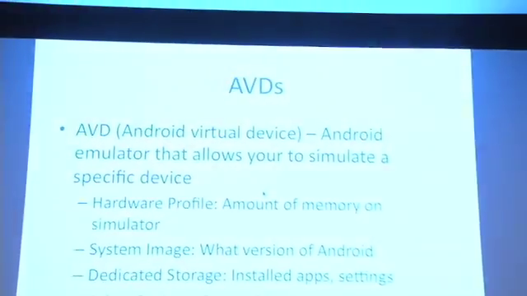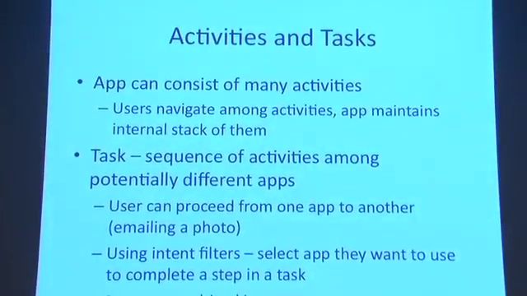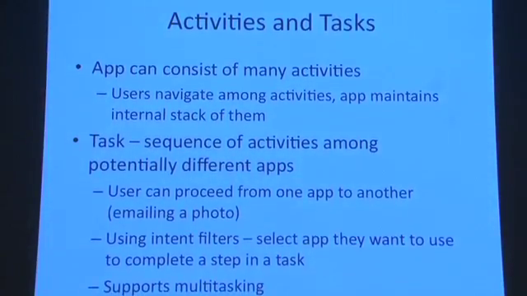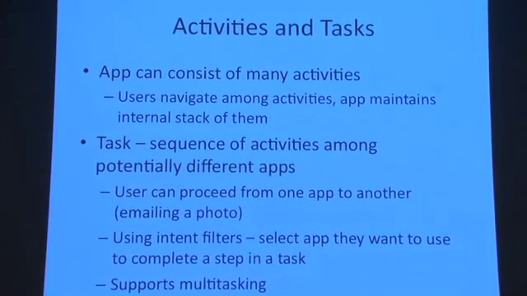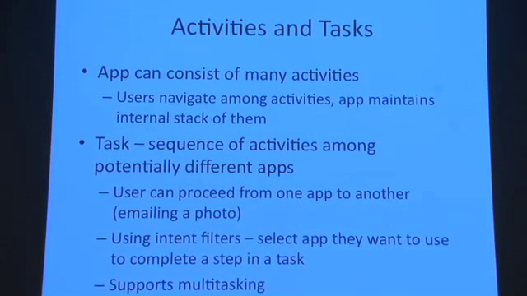Okay. So as you see, an app can consist of many activities. Users navigate among activities by interacting with them, maybe something special happens, such as a button got clicked. And the app maintains an internal stack of them. That's when you can press the back button, it'll go through that activity stack and show the one that you just had.